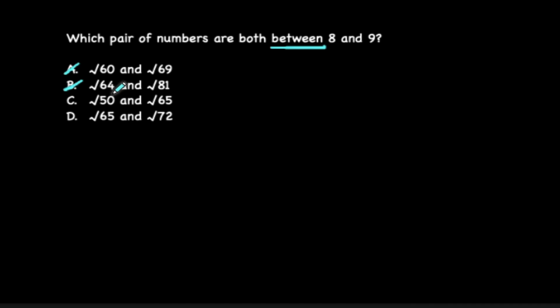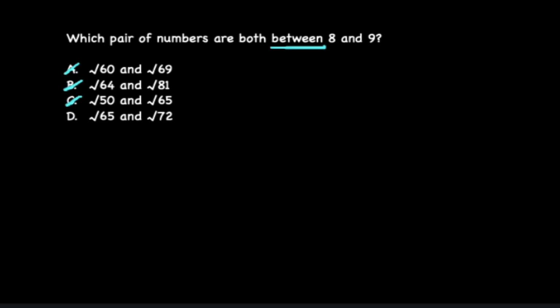Well, I know that the square root of 49 is 7. So this is a little bit over 7. So I know this cannot be the correct answer either because both numbers have to be between 8 and 9. And then I know that the square root of 64 is 8. So this is just a little bit past 8. But again, like I said, both numbers have to be between 8 and 9. So we'll eliminate C, leaving us with answer choice D.